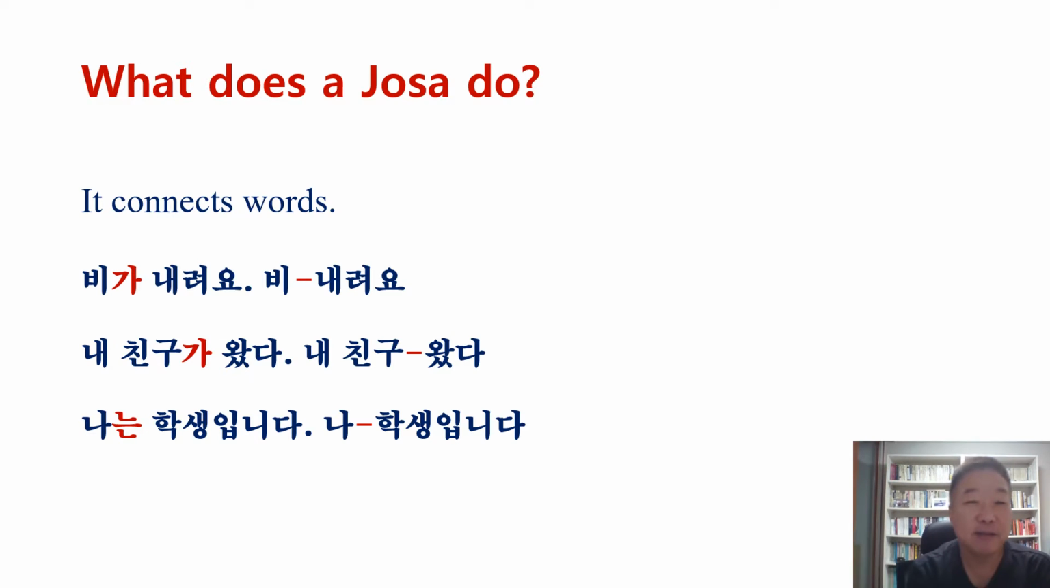So 비가 내려요. And next one, 내 친구가 왔다. It means my friend came. In English, you don't need 가. But in Korean, you always need 가. 내 친구가 왔다. Alright? And next one. 나는 학생입니다. I'm a student. And so 나 means I, and 학생 means student. I equal student. So we put 는, the 조사. So it's 나는 학생입니다. Alright?